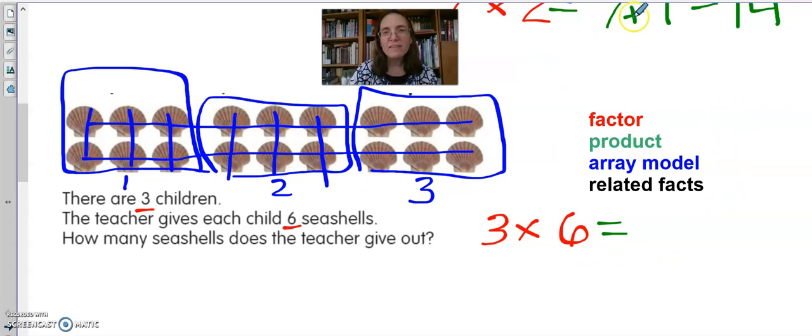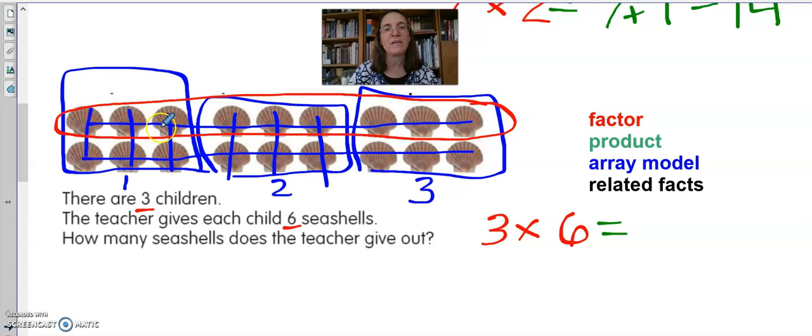Now, if I look at this array model, right here I have one row, and it has 3 plus 3 plus 3. Well, I already know 3 plus 3 is 6, and if I add another 3 to that, that's 9. So this is a row of 9, and this is a row of 9.